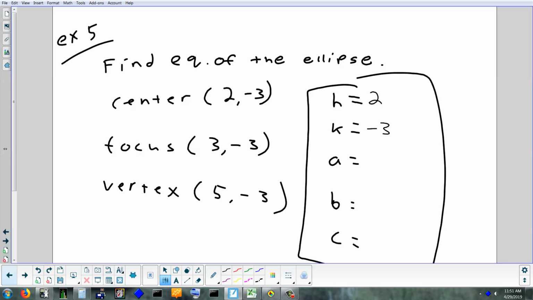Now, out of A, B, and C, 2 of those I have to have enough information to find. And the third one, I'll use the formula. Anyone tell me out of A, B, and C which one I can do? Yep, A and C. A is the distance from the center to the vertex. Well, if you look, all the y values are -3. So that should tell you something. That should tell you how the points line up. They all have the same y value. So if you want to know how far apart things are in this problem, just look at the x's.